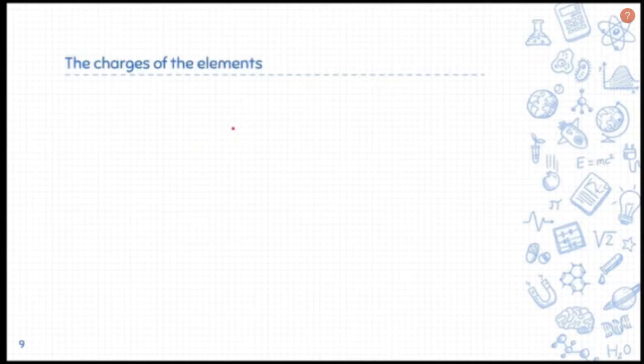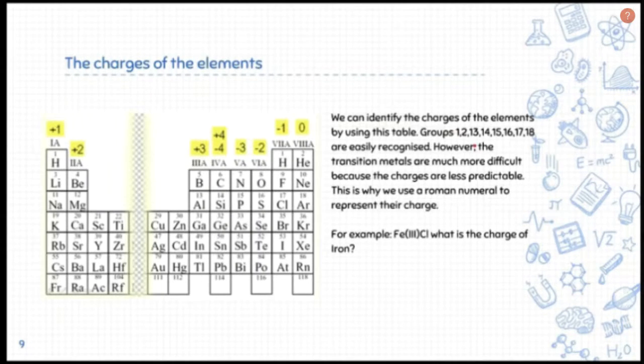The charges of the elements. We can identify the charges of the elements by using this table. So group one would have a positive one charge because it's a metal. Group two would have a positive two charge. Group 13 would have a positive three charge, and because there are metals and non-metals in the column of group 14, it would have a positive four charge for metals and a negative four charge for non-metals.